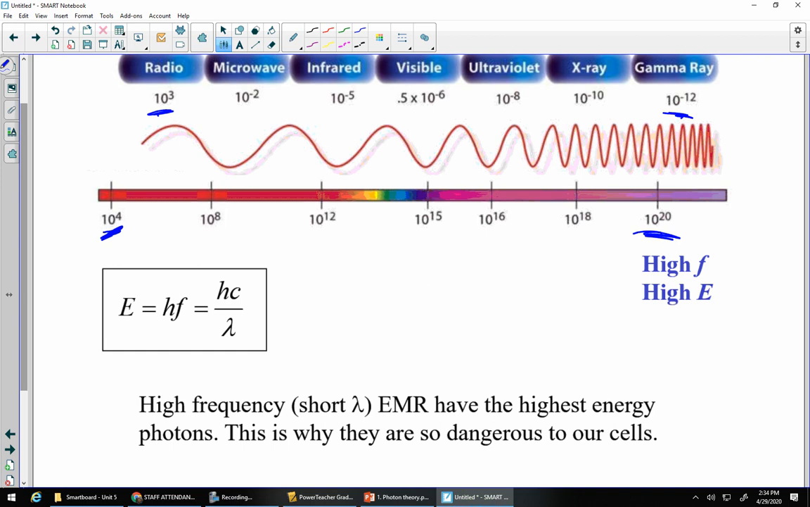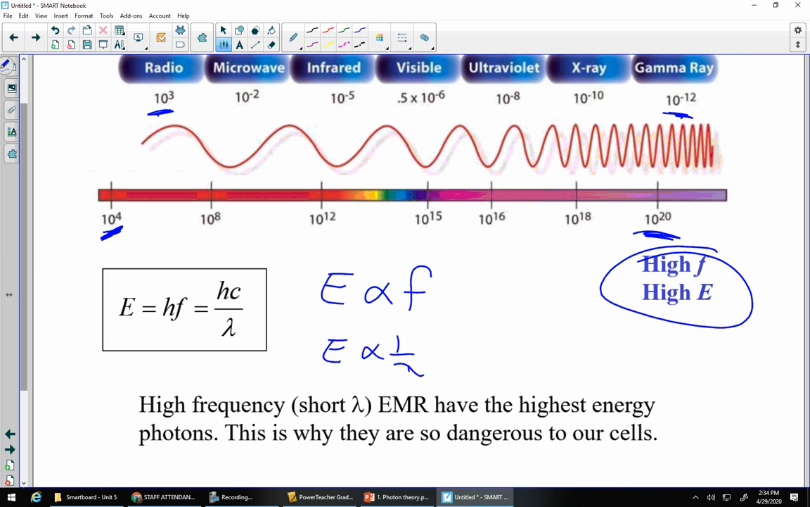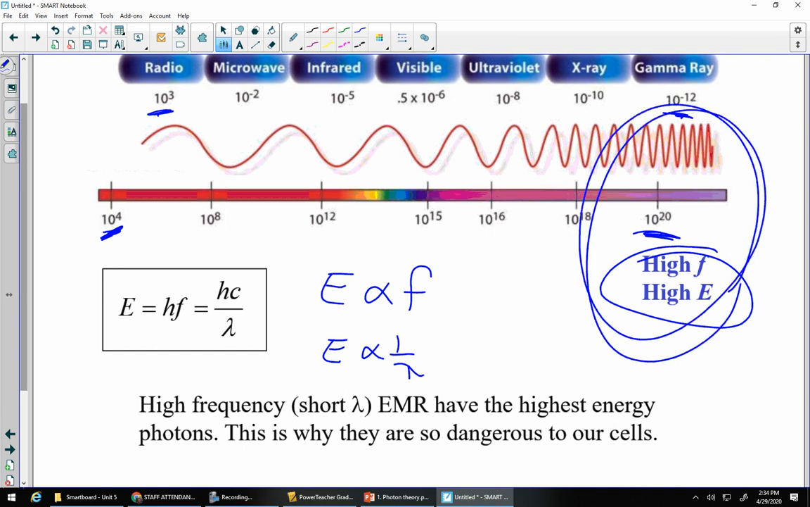It is a direct relationship with frequency. So E has a direct relationship with frequency, which means the higher the frequency, the higher the energy. That means high energy over here. What about wavelength? Energy has an inverse relationship with wavelength. So that means the shorter the wavelength, the higher the energy, which is still kind of over here. Perfect. Okay, so we should know those relationships.